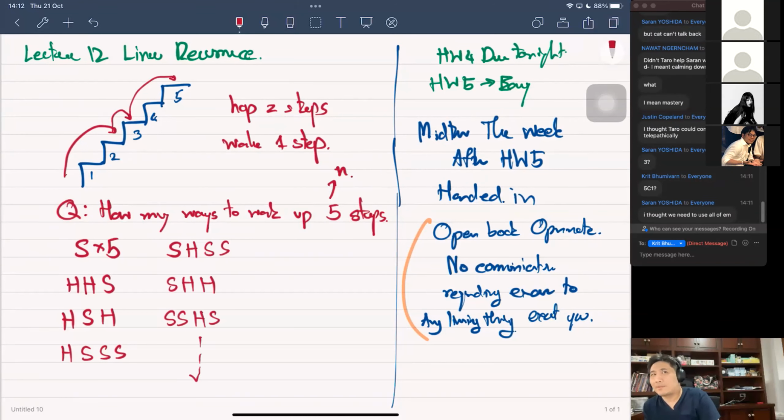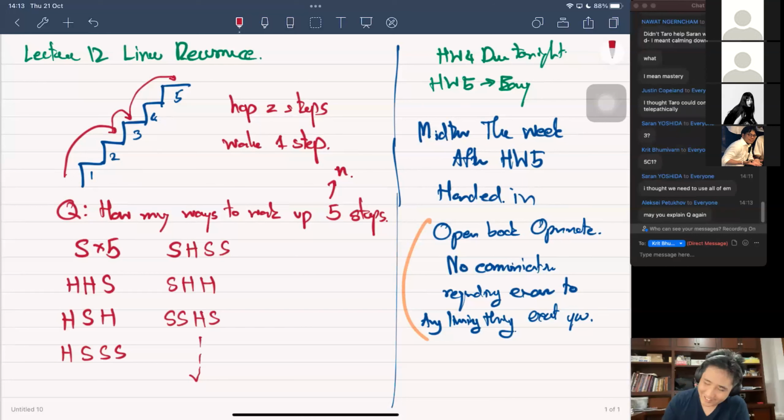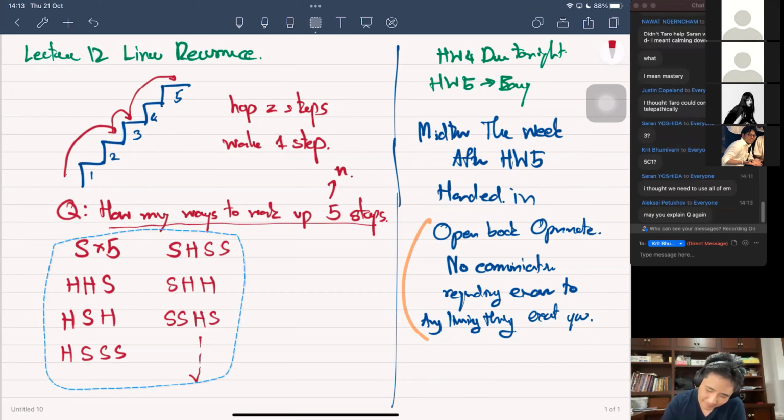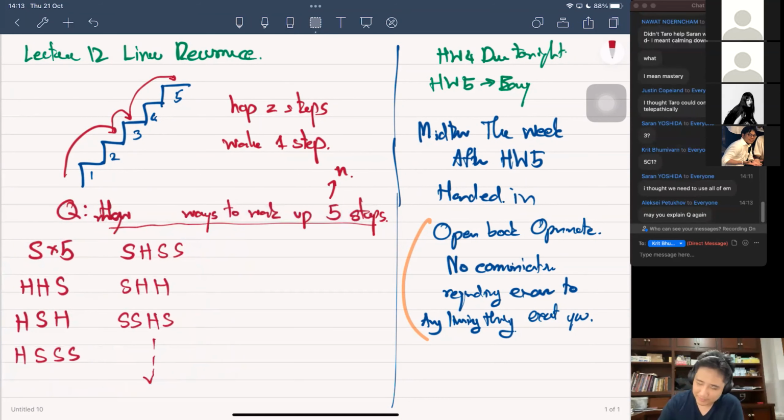And when we talk about recurrence, you want to use your friend. How would we use our friend? Here's the question: if you want to count the number of ways to walk up 5 steps, how would you use your friend? What do you think?